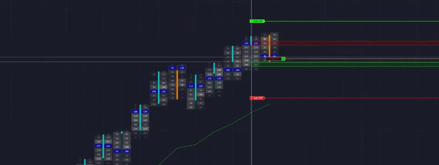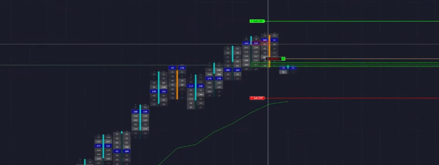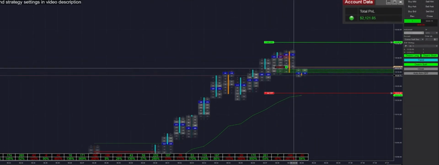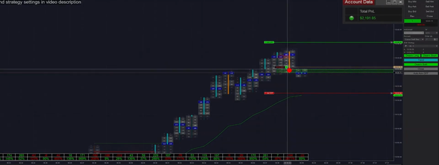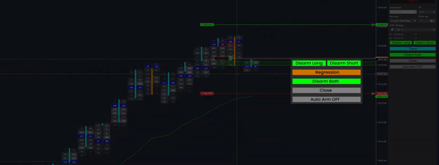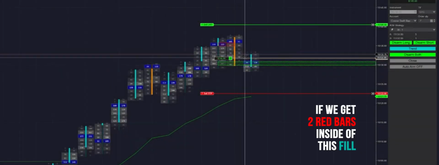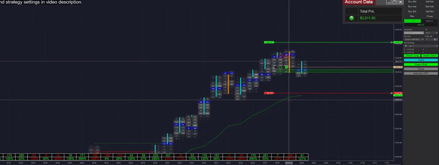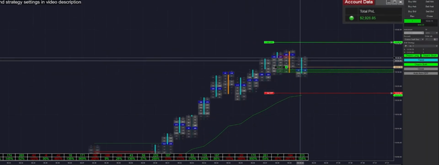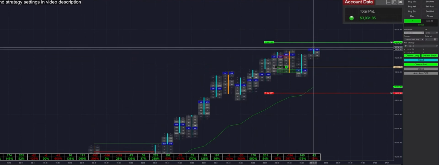So here I do want to point out, we're going to be watching this area of absorption really closely, as well as this one right here. And see here that we're starting to get a little bit of slip. If this bar closes red, we're probably going to have to switch it into regression mode. If we get 2 red bars inside of this fill, we're probably also going to be doing the same thing. See, the slope of increase is getting less and less as we continue upward.